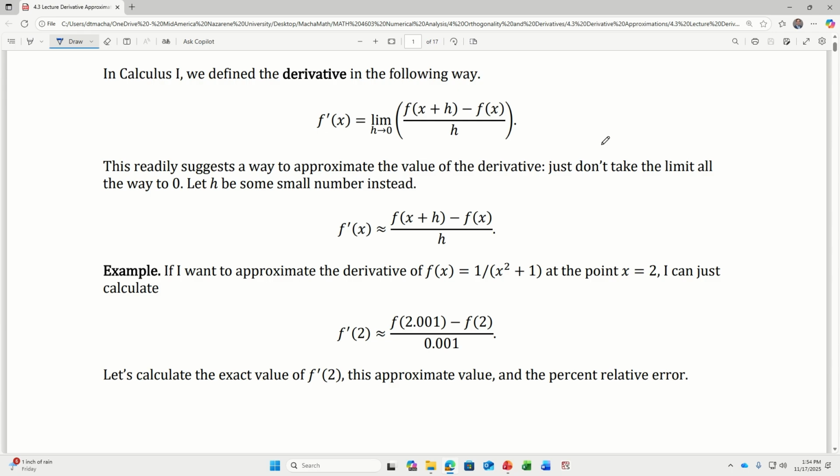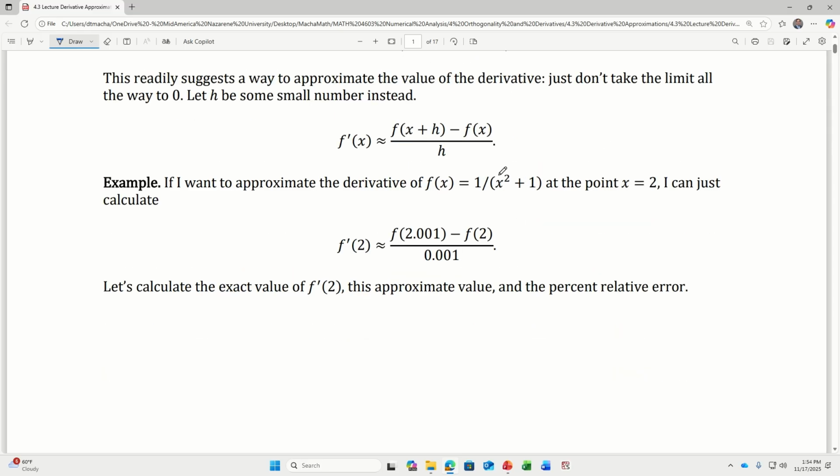So for example, if I want to approximate the derivative of the function 1 over x squared plus 1 at the point x equals 2, I can just calculate this, where the really, really small value of h that I've chosen is 1 divided by 1,000.